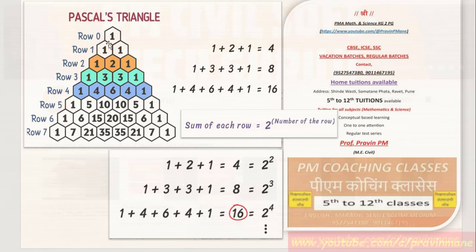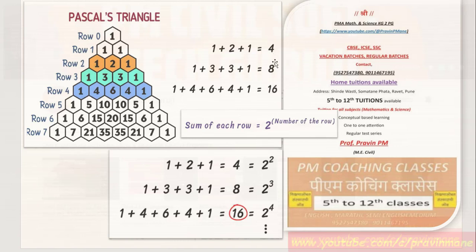Sum of elements present in a row. If we do the sum of row 0, that is 1. Row 1 is 1 plus 1, 2. Row 2, 1 plus 2 plus 1, 4. Row 3, 1 plus 3 plus 3 plus 1, 8. Row 4, 1 plus 4 plus 6 plus 4 plus 1, 16. So how does this pattern show?